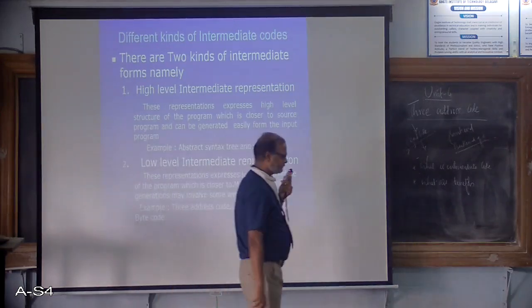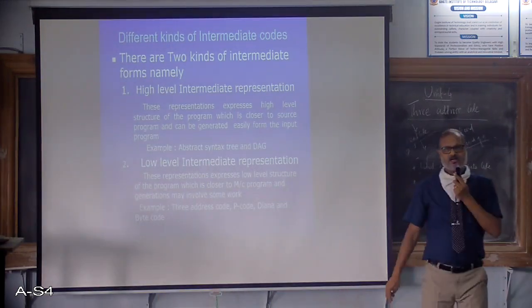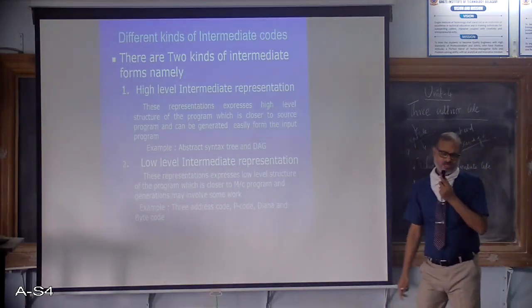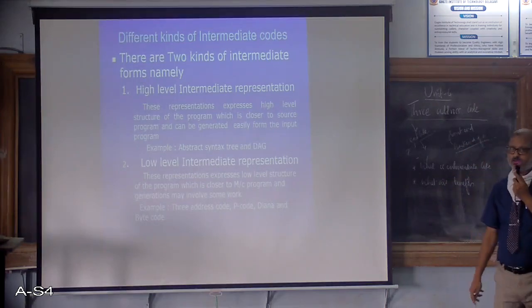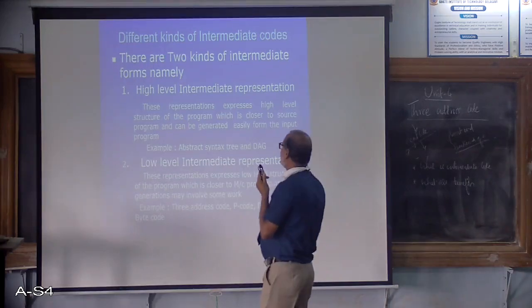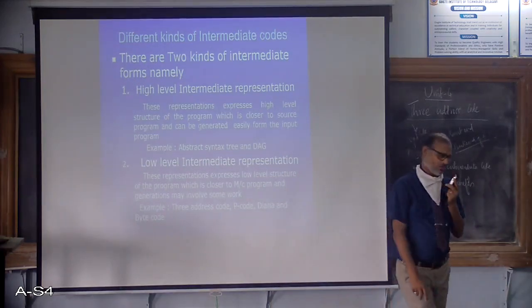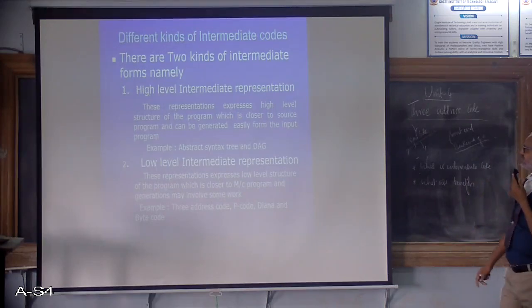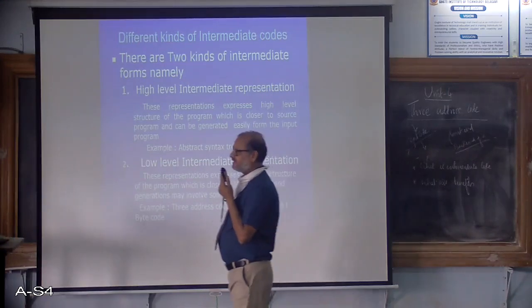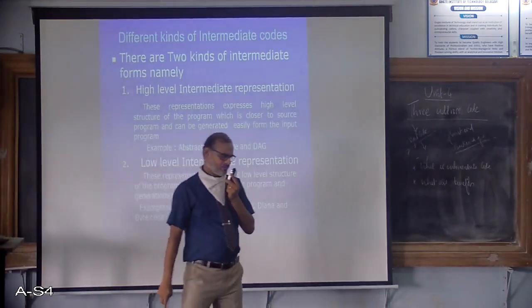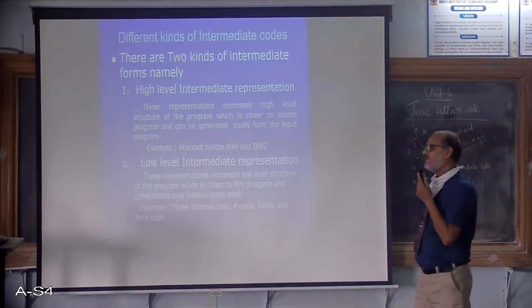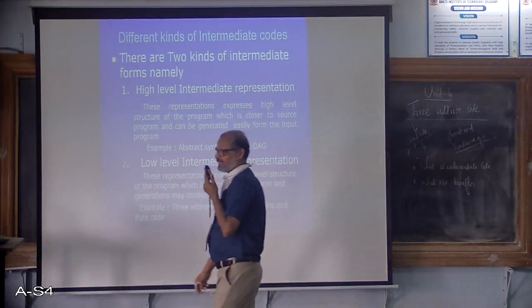There are actually two types of representations. One is the high level representation. So this is going to express the high level structure of a source program, right? And it's very close to a source program and can be generated easily from the source program. So the examples of high level intermediate representations are abstract syntax tree and direct acyclic graph. Okay, so this particular high level representation is used mainly in static type checking.